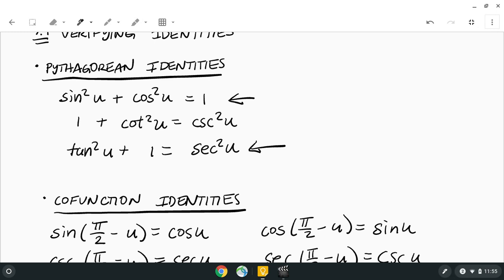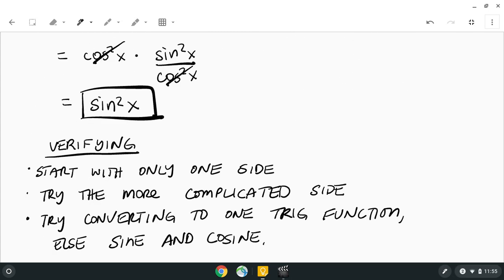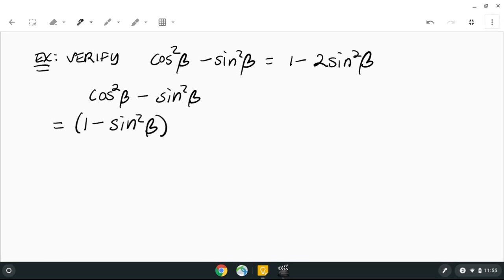So I have this top one, again, this one. Cosine squared will be equal to 1 minus sine squared, right? Cosine squared is equal to 1 minus sine squared, because you move that sine squared over. So going back to the problem, over here cosine squared is 1 minus sine squared, and I'm going to bring down that minus sine squared.